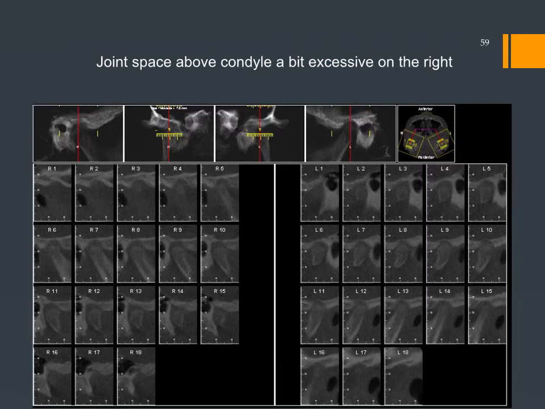But on the right side, where it says class 1 in the clinic, we see the condyle out of the fossa, and that's probably why it's class 1. If that condyle were seated, I think she'd be class 2 on the right side too. So the family was advised that phase 2 was definitely in the cards.